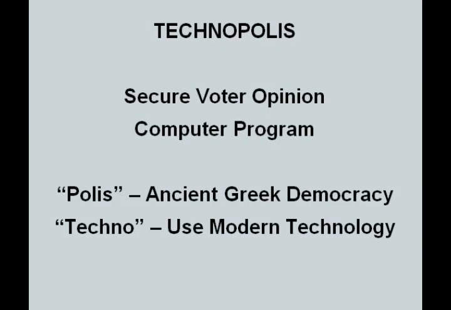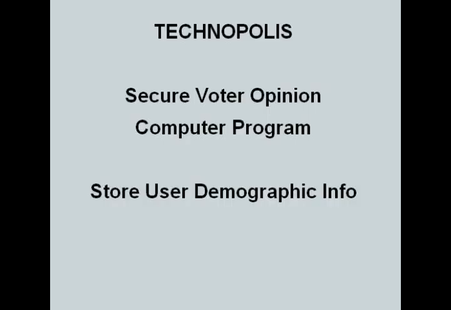The name combines polis, which comes from the ancient Greek origins of democracy, with techno, whereby we will make use of current technology, computers, phones, etc., to ensure our elected representatives always know what the voters want. Each user will be invited to provide standard demographic information one time. This will be useful later on to sort the results by congressional districts, states, and/or other demographic categories. Once we get voters registered, here's how the system will work.